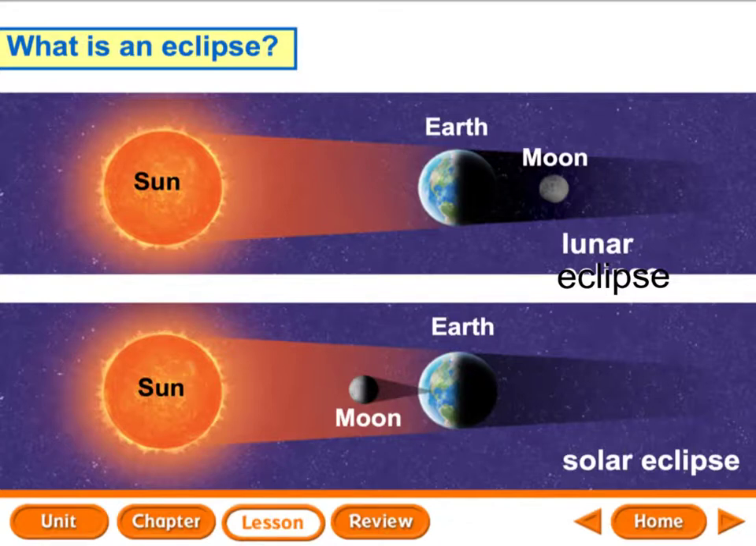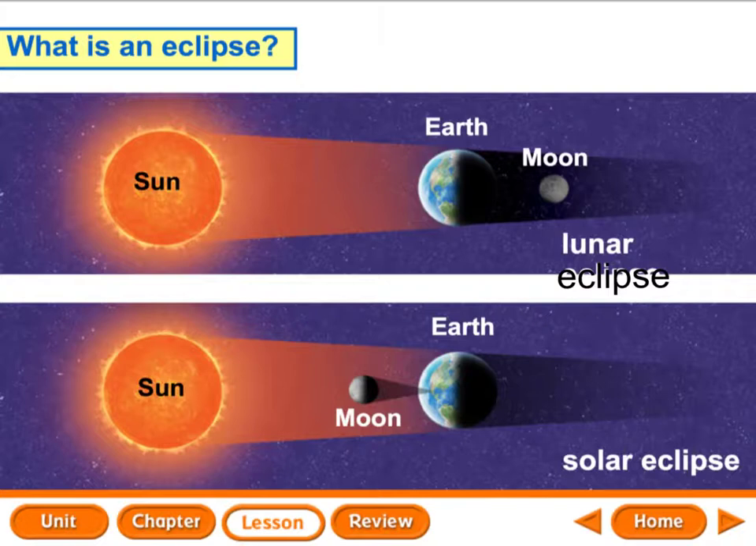Finally, we're going to talk about eclipses. An eclipse, not ellipse, but eclipse, is a shadow cast by either Earth or the moon, depending on what's getting the shadow. These show the two types. You have your lunar eclipse and your solar eclipse.